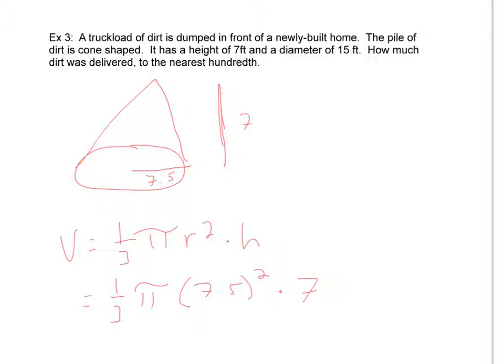I'm going to do all that math. I got 1/3 times pi, 3.14, times 7.5, times 7.5, times 7. Whipping out my calc here. I'm not doing this in my head. Doing it on my calc. I get 412.33. It asks us to round to the nearest hundredth.